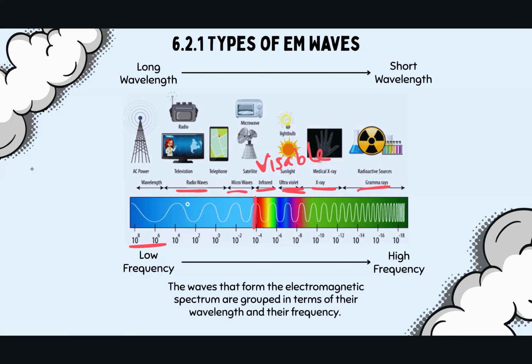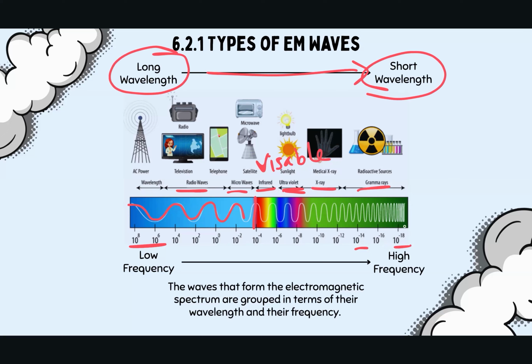Now, on the radio wave side, we've got long wavelengths. So as you can see, they've got large and long wavelengths. And as you go along, all the way up to gamma, the wavelengths become shorter and shorter. So gamma rays are very small. As you can see here, 10 to the minus 14 meters to 10 to the minus 18 meters.